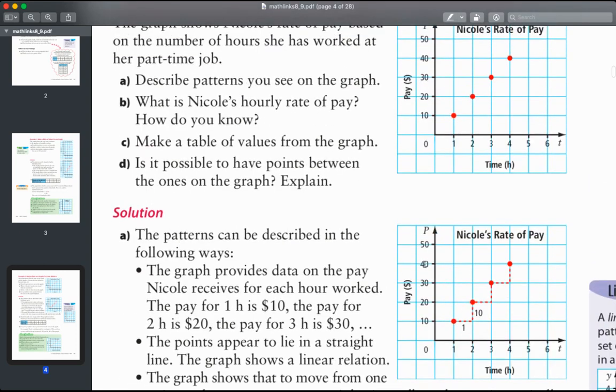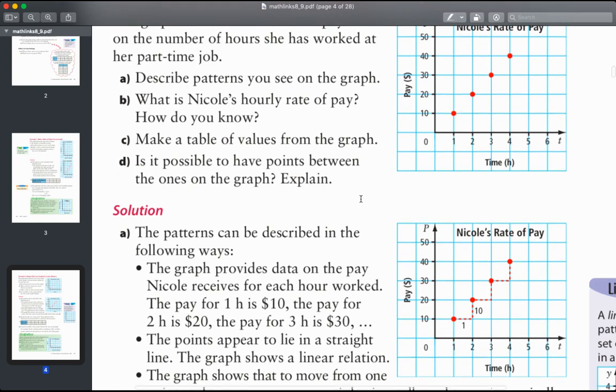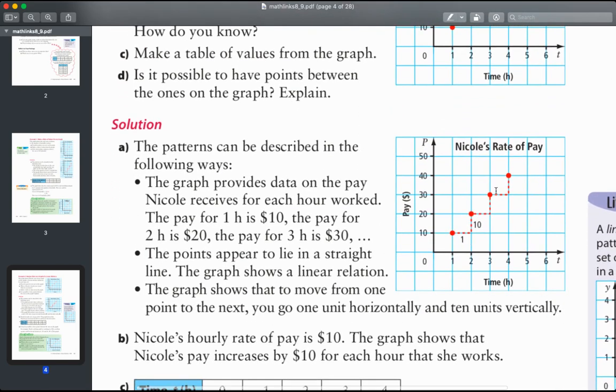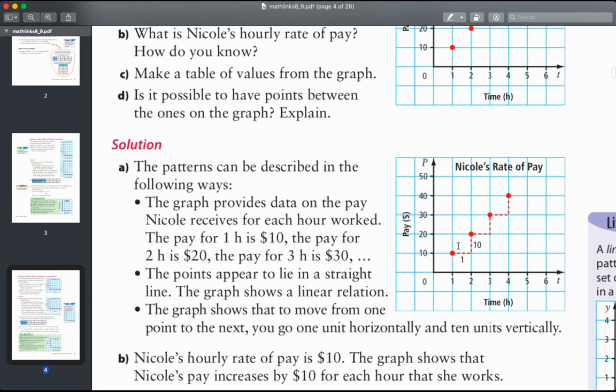Is it possible to have points between the ones in the graph? In other words, can you have points somewhere like here? Could you work 1.5 hours? Well, I'm going to say that you could probably work 1.5 hours and get paid for 1.5 hours. However, I wouldn't think that you could work 1 hour and 3 minutes and get paid for that amount. So there could be some points in between these, but it wouldn't be all filled in because we don't get paid by the minute or by the second, at least not that I've ever noticed before. And so maybe the answer here could be, yeah, we're only going to get paid by the hour.